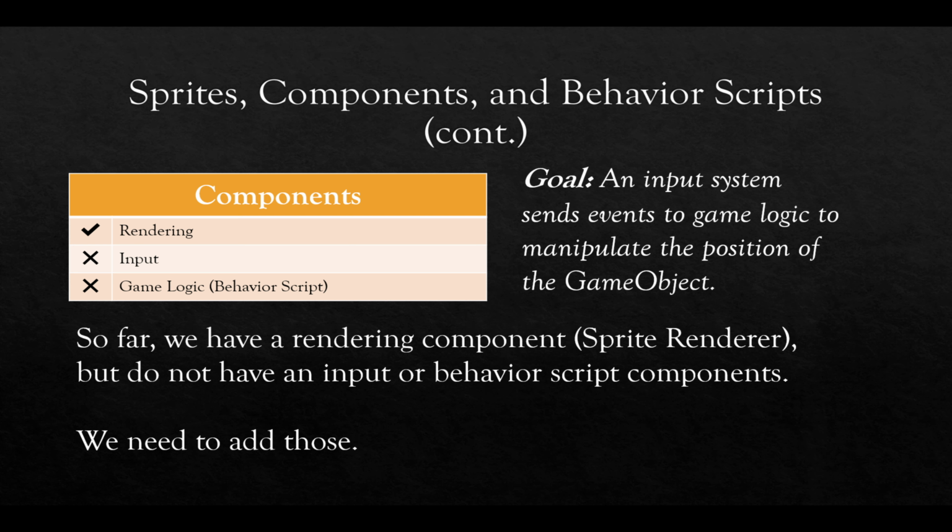So far we have a rendering component, which is a sprite renderer, and we'll look at this in Unity momentarily, but we do not have an input or a behavioral script component, which is what we're going to talk about as part of this video. So we need to add those. Let's start in order. So we have the rendering component. We need 2 more. We need an input component, again matching the input system, and we need a behavior script component, what we'll call our game logic, which will direct when we get an input and what to do about the rendering.